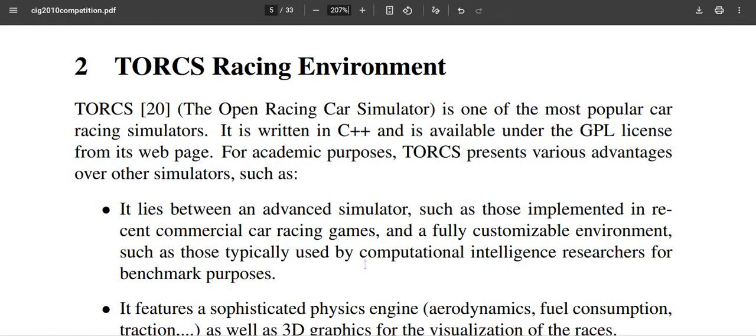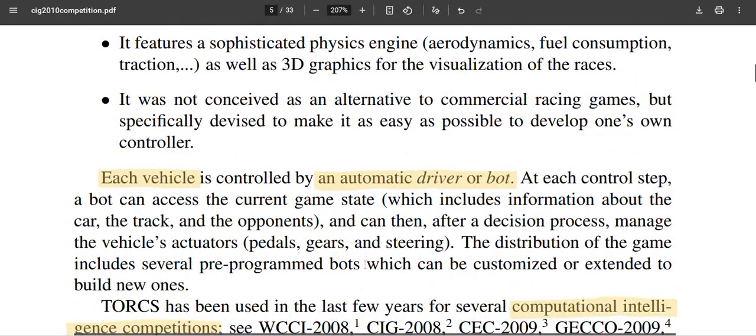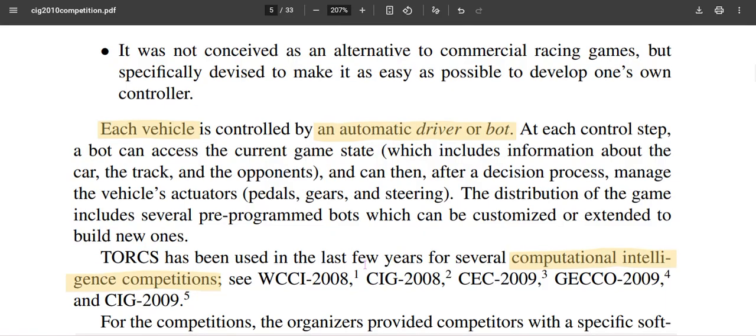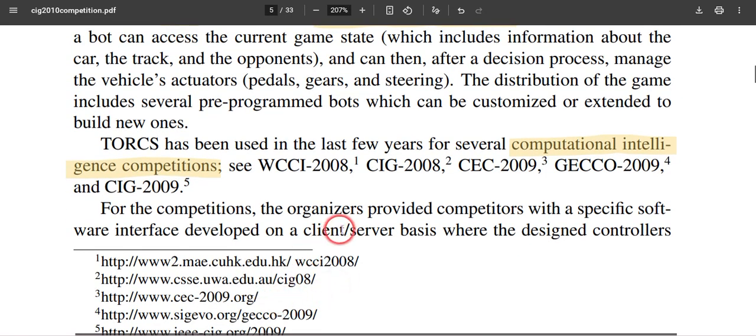So we know that the TORCS environment is based on The Open Racing Car Simulator. It's C++ code based, and each vehicle will be a driver robot, and it will work through a kind of local server-client mechanism. So that's what this says here.